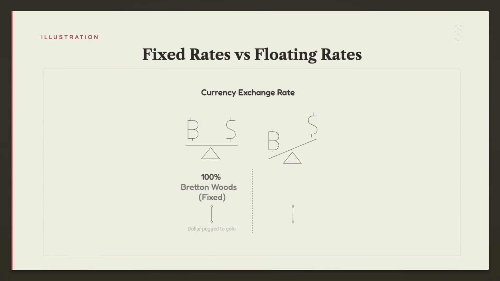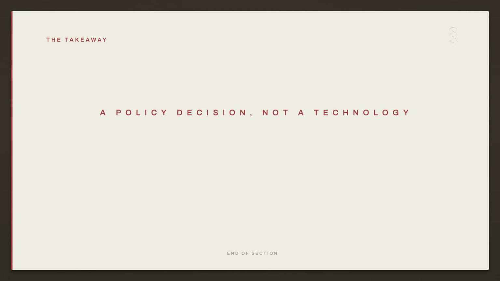Once the gold peg broke, major currencies moved to floating exchange rates, meaning their value is set continuously by supply and demand rather than by government commitment. That single shift is the birth of modern foreign exchange trading as a business.